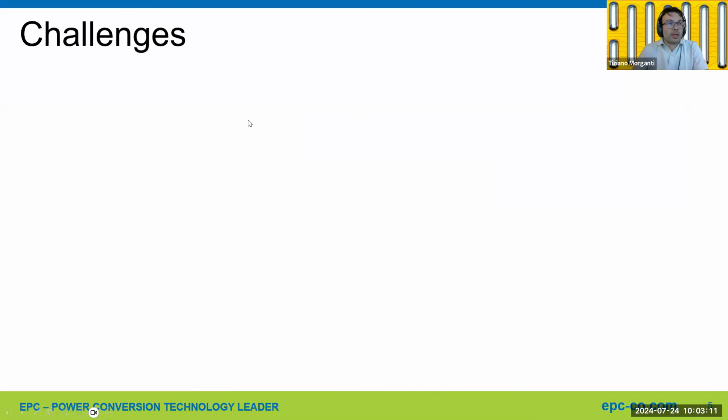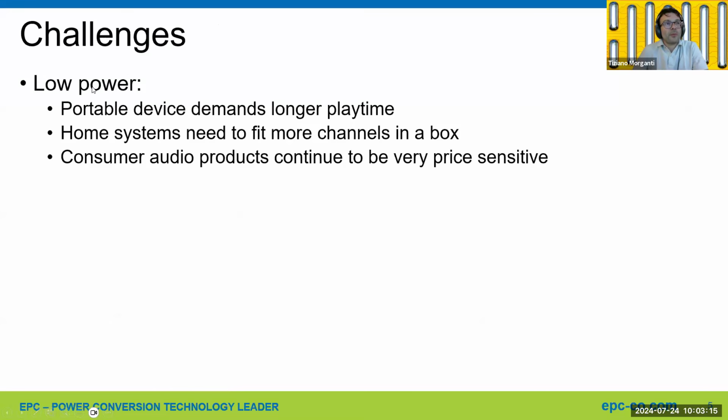Okay. So what are the main challenges for an audio amplifier? In the low power segment, we are talking about below 100 watts per channel and portable devices. We need to guarantee as long a playtime as possible for battery powered devices. And in home systems, we have the challenge of fitting as many channels as possible in a small system. We have examples of multi-channel home cinema systems or sound bars that deliver significant power, even if low power per channel, but with many channels in a small box. In this segment, consumer audio products are very price sensitive, so the design is often optimized to minimize the bill of material.